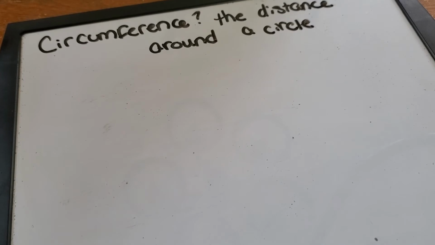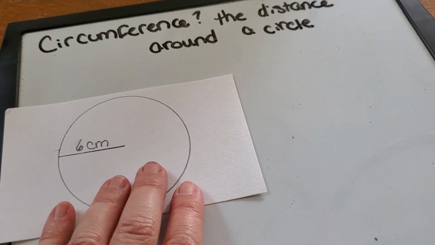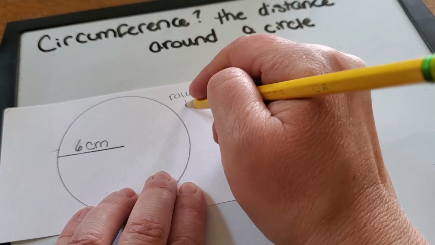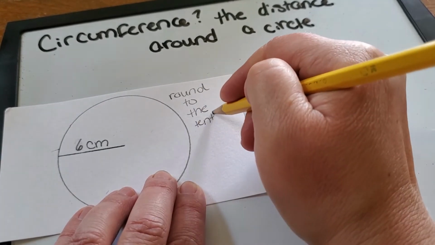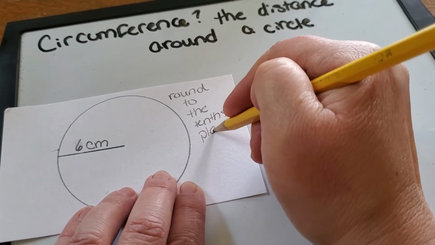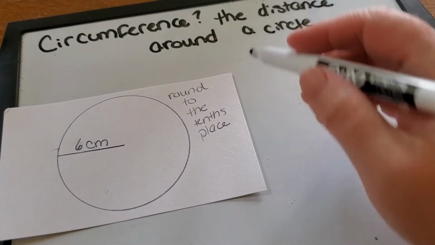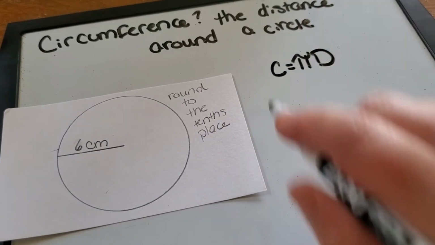Now, the difference here today is we're going to round our answer, so we're not going to leave them in terms of pi. So let's say we had to find the circumference of this circle, and we need to round it to the tenth place. So you're going to start exactly like we started yesterday. Start with your formula. Circumference equals pi times diameter.